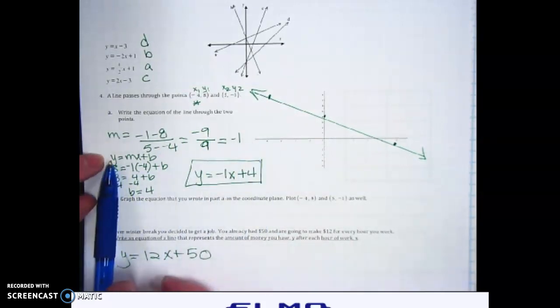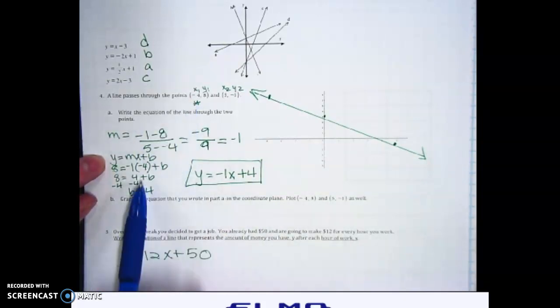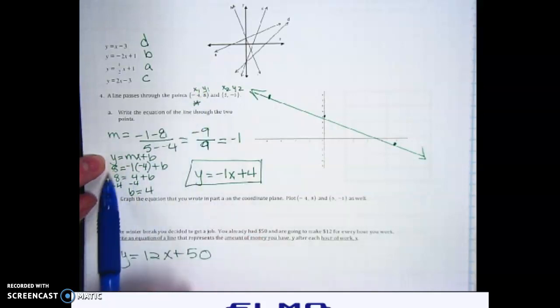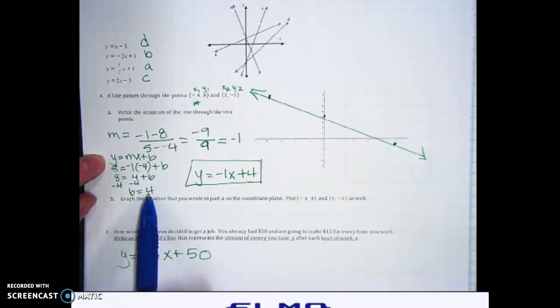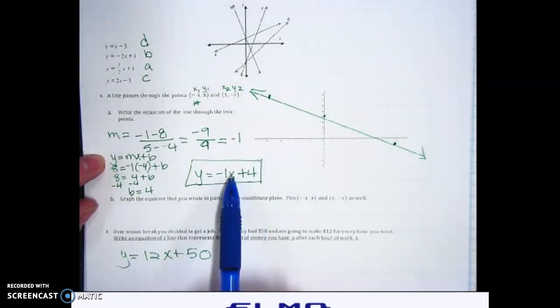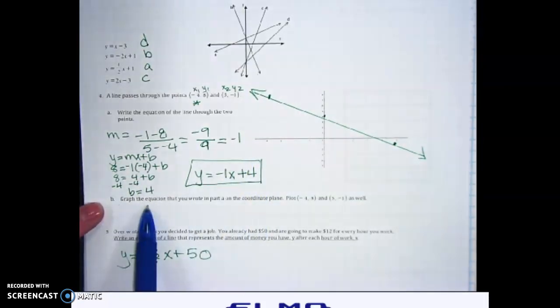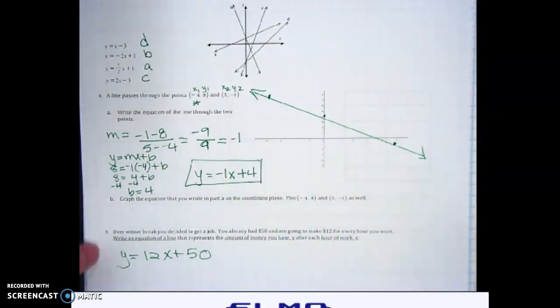Then I plugged it into my equation y equals mx plus b. I used the first point, so I plugged -4 in for x. I plugged 8 in for y, and I plugged the -1 in for m. Simplified here, subtracted 4 from both sides till I got b equals 4. So I plugged that in here, and I plugged the slope of -1 in here. Part B says to graph it and plot the points. So that's up there on the graph.